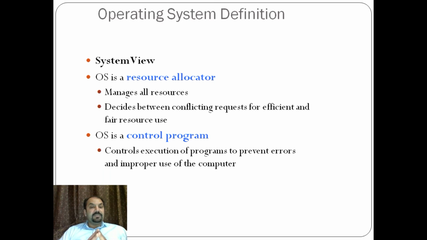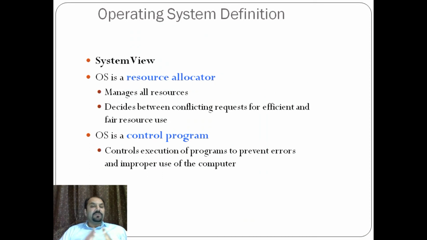And the operating system decides between conflicting requests for efficient and fair resource use, because all programs that want to execute need resources. They submit their requests to the operating system, and the operating system receives so many requests, and sometimes even conflicting requests. In this scenario, the operating system decides how it can allocate the resources fairly, so all programs can get the resource in their turn.